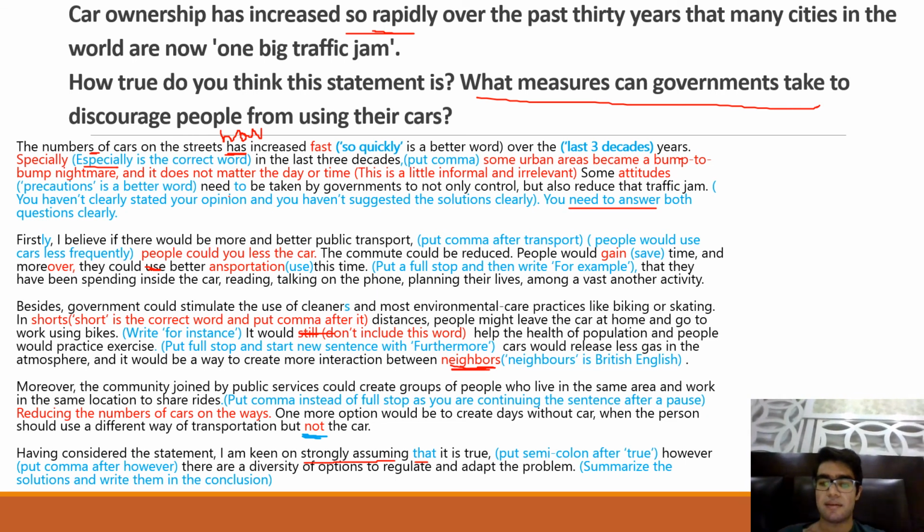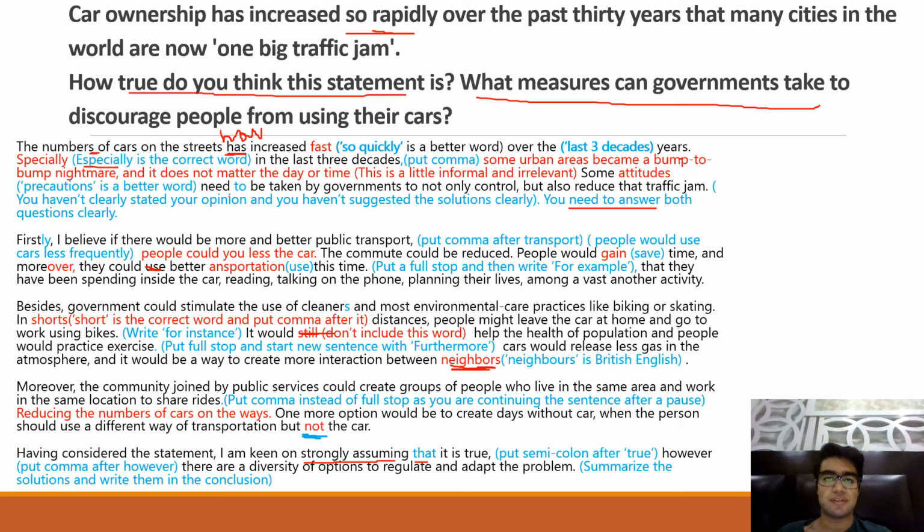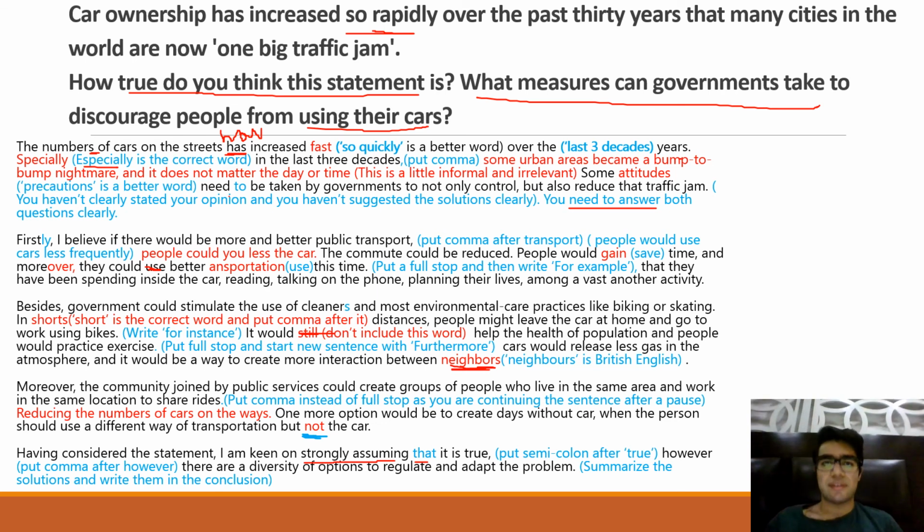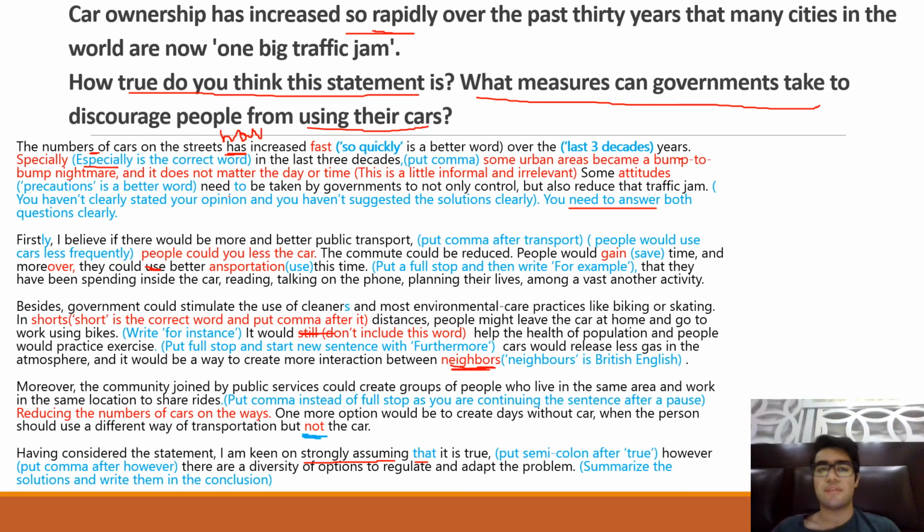Another problem is that you have to summarize the solutions and write them in the conclusion. So basically you have to answer these questions again in the conclusion that you have mentioned in the introduction. So conclusion is basically paraphrasing the introduction. So writing the introduction in a different way, you should summarize the points and briefly write them again in the conclusion, but you haven't written them, so I'll now tell you how to write them.